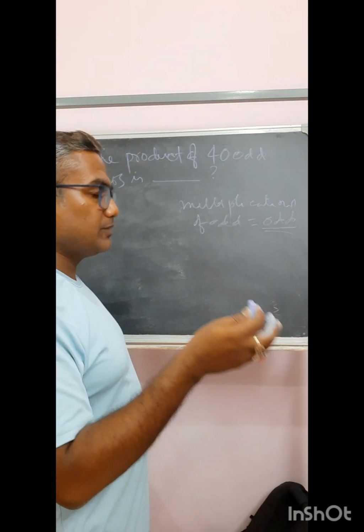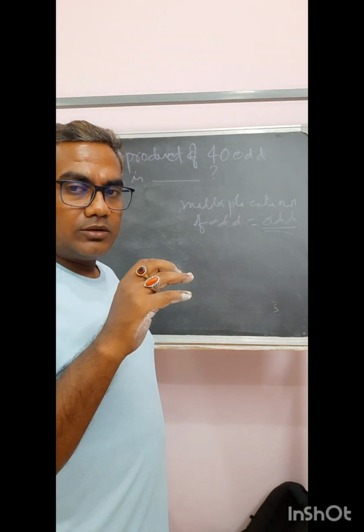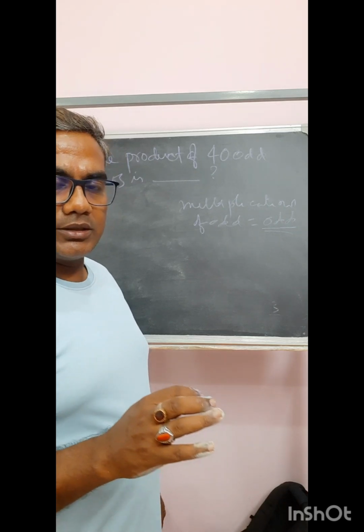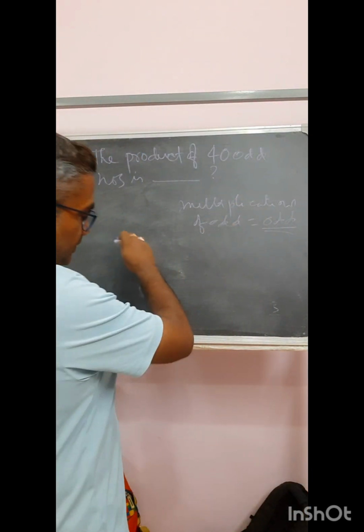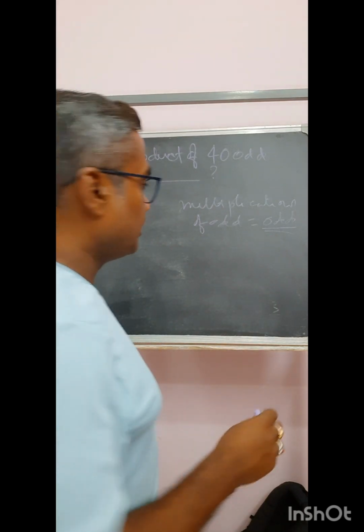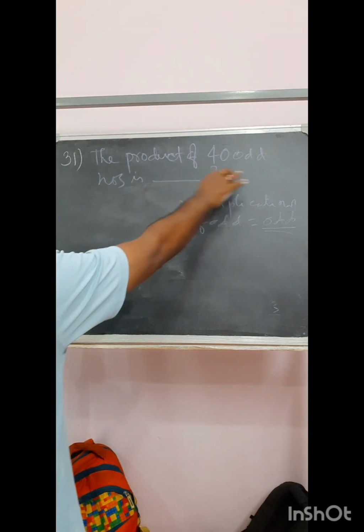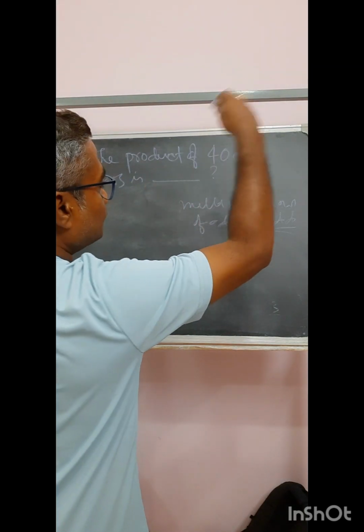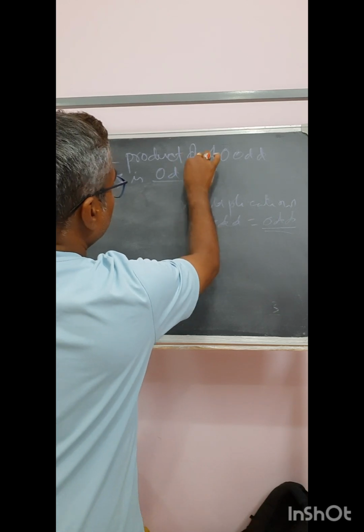In that case, and in the other case where all even numbers are multiplied, any number of even numbers being multiplied, the result will definitely be even. So there is no ambiguity. Even if it is 40 or 400 or 4000, the result will be odd only. Okay.